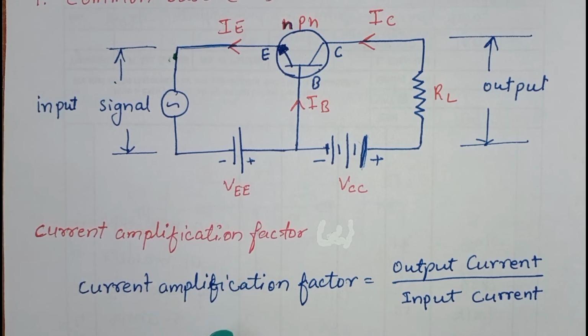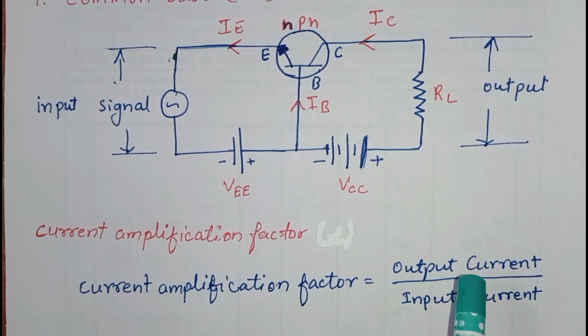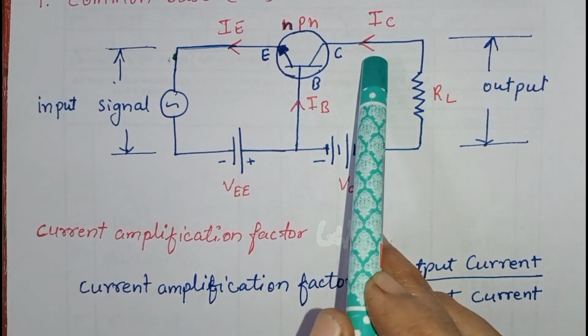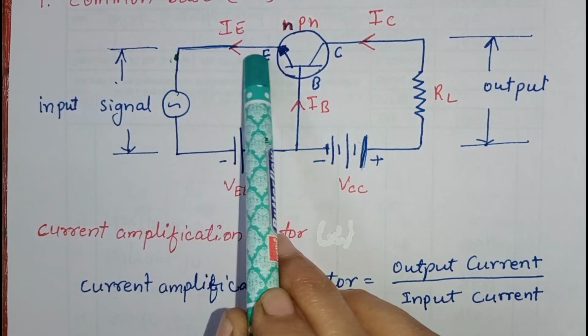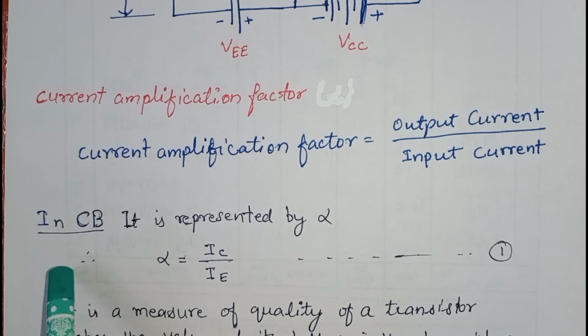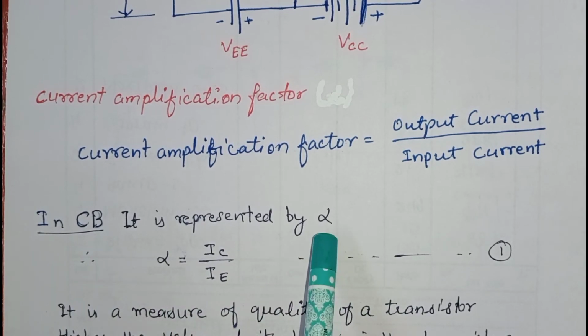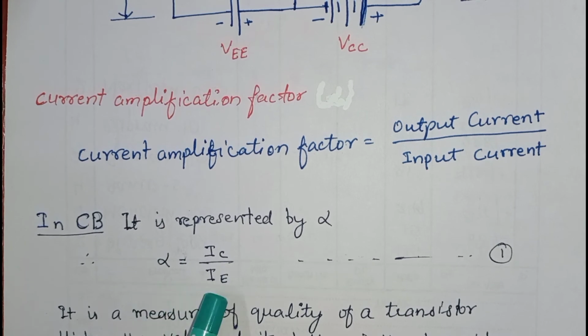First, we should know what the current amplification factor is. Actually, the current amplification factor is the measure of the quality of the transistor. It is defined as the ratio of output current to input current. Here, the output current is IC and the input current is IE, because we are giving the input signal this side and the base is common. So the current amplification factor in CB configuration is represented by alpha and it is IC upon IE. The higher the value of the current amplification factor, the better the transistor.